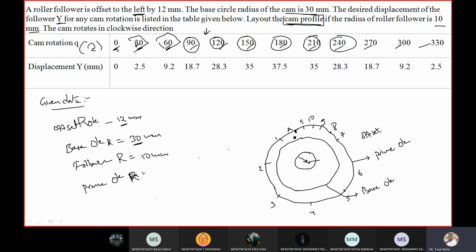Measure 30, measure 60, then measure 90, then 120, then 150, then 180, then 210, 240, and 270 and 300, then 330, like this.